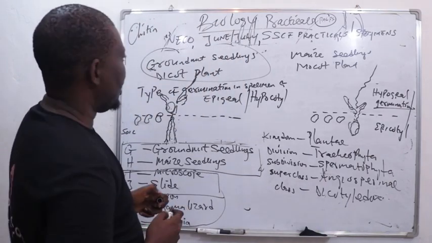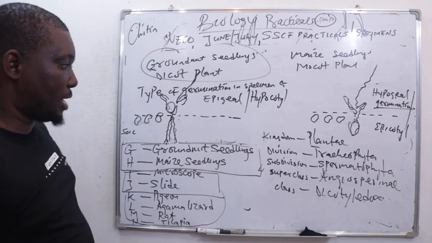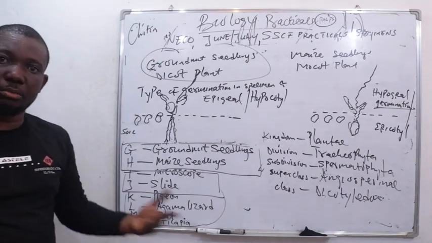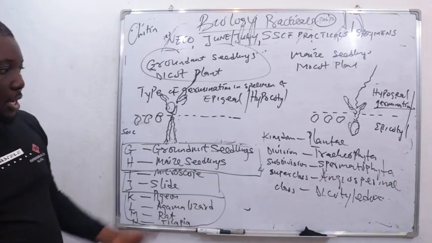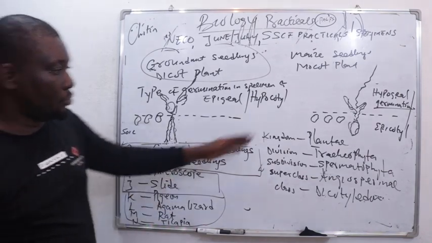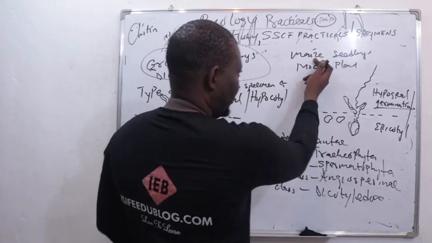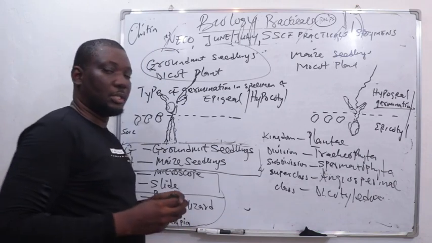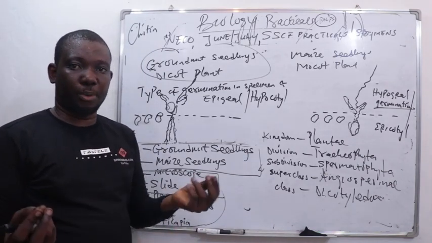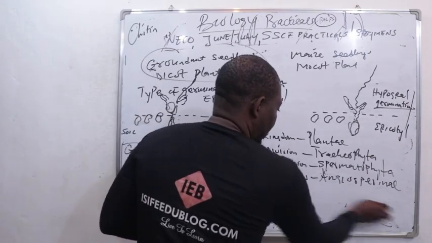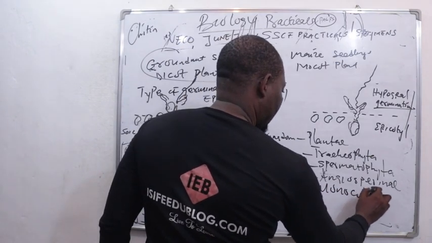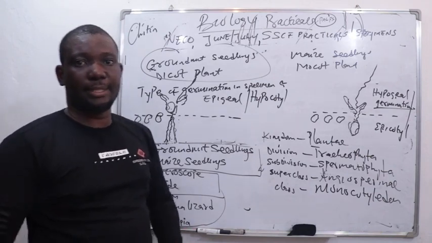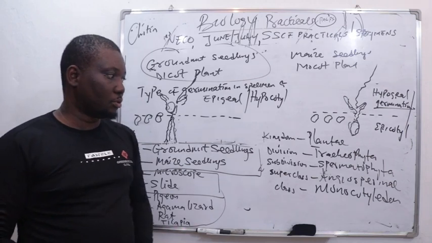And then the class for groundnut is dicotyledon. Other examples apart from groundnut that belong to the class dicotyledon are beans, soybean, and other legumes. If you do the same for maize, it's the same: Tracheophyta, Spermatophyta, Angiospermae, because of the seed. Why does groundnut belong to dicotyledon? Because the seed can split into two halves, two-seeded plants. Maize is one-seeded, so here the class is monocotyledon. Other examples of monocot plants apart from maize are millet and rice.